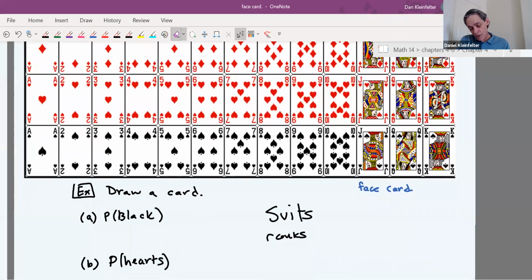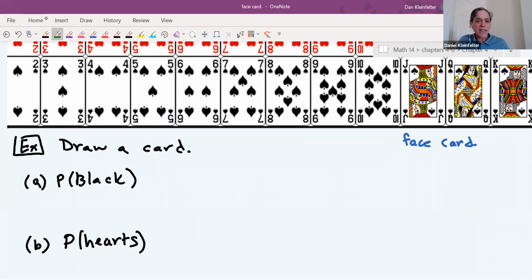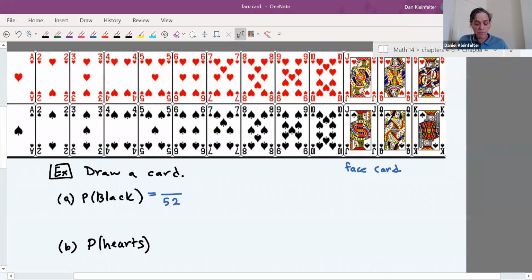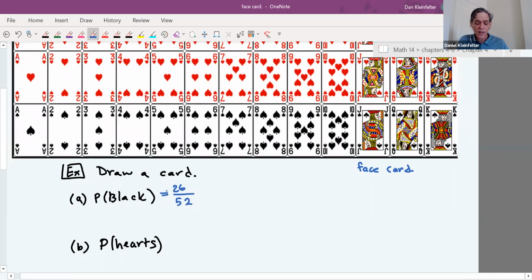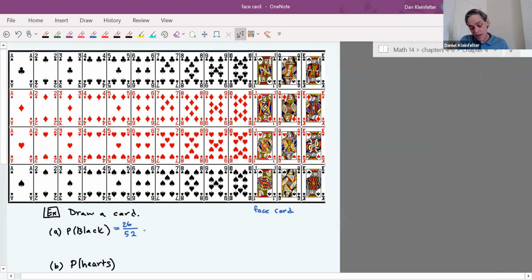All right, so let's say then that we draw a card from a deck of cards. Like our coins are always fair and our dice are always fair, you can assume that our decks of cards are always well shuffled, so that any one card is equally likely to be drawn as any other. So let's say we want to know the probability that a black card is drawn. Well, there are 52 cards, out of which 26 are black. Or if you look at the picture, half of them are black and half are red. And sure enough, 26 out of 52 is a half.